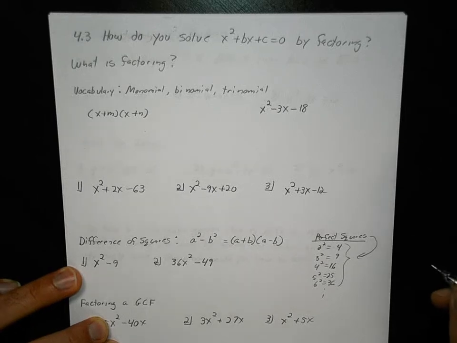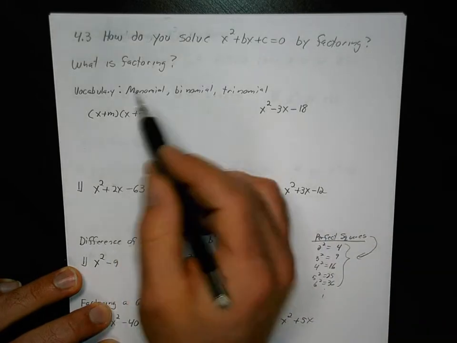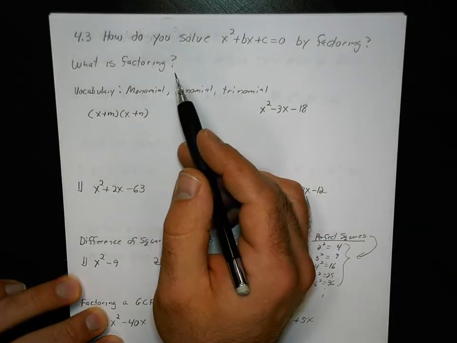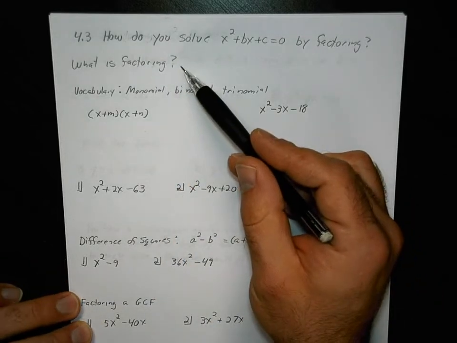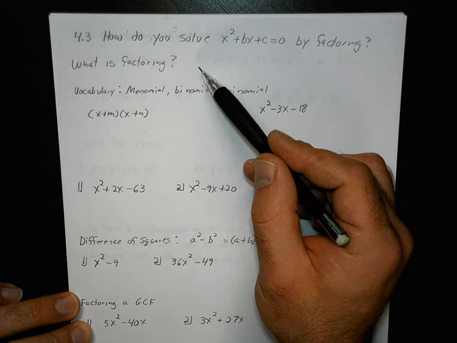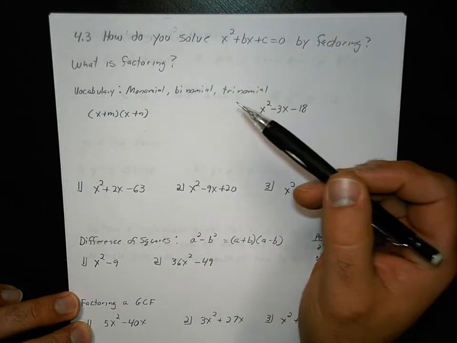Okay, today we're looking at section 4.3. How do you solve x squared plus bx plus c equals 0 by factoring? Okay, so the first question is, what is factoring? And the easiest answer I've had for that is factoring is changing something from addition and subtraction into multiplication. So that's what we're going to do in this section.